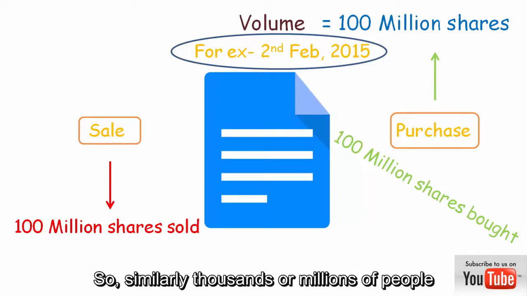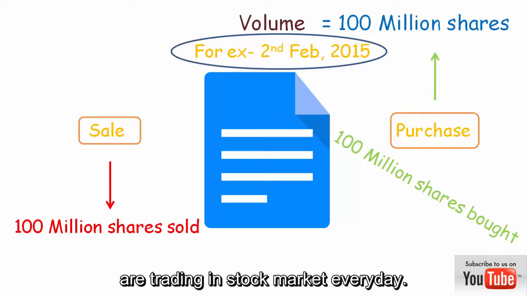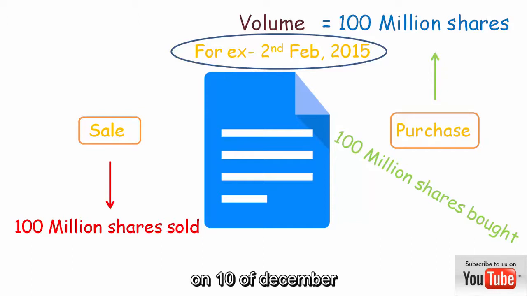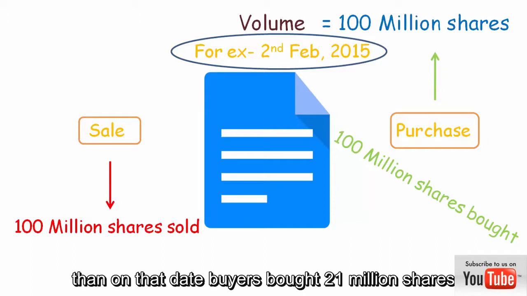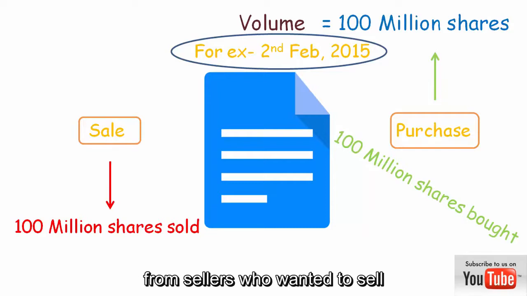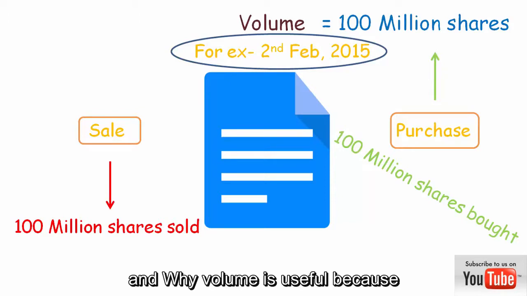So similarly, thousands or millions of people are trading in the stock market every day. For example, if the volume of Apple stock was 29 million shares on the 10th of December, then on that date buyers bought 29 million shares from sellers who wanted to sell. And that's basically volume. And why is volume useful?